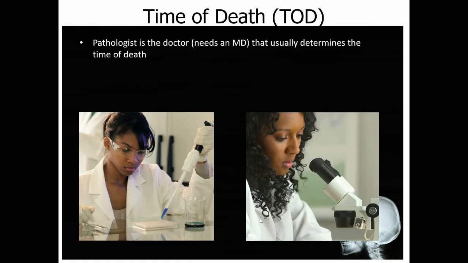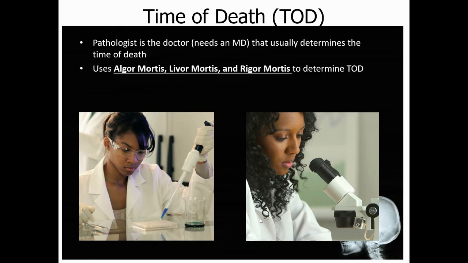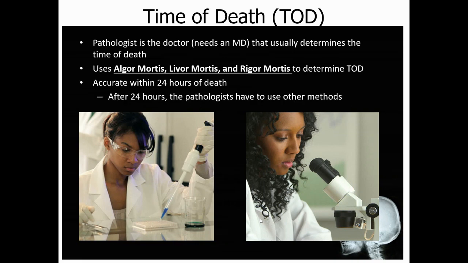All right, time of death is something that is going to be determined by the pathologist, okay? And they're going to use their medical knowledge, but also some specific forensic knowledge. They're going to use these ideas of Algor Mortis, Rigor Mortis, and Livor Mortis to determine time of death. These are three Latin phrases that we're going to go through next, okay? Now, these can be accurate within 24 hours of death, but after 24 hours, the pathologists have to use other methods. But we're going to focus on Algor Mortis, Rigor Mortis, and Livor Mortis.